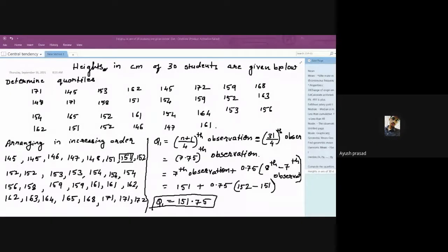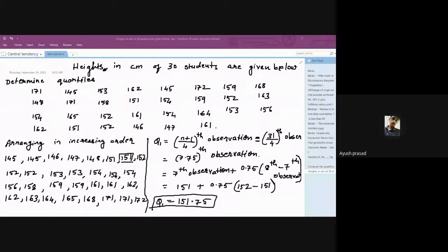Sir, I did not understand the 7.75th observation. You can always break any decimal into two parts: one is the integral part and the other is the decimal part. The integral part of 7.75 is 7. Am I right, Ayush?